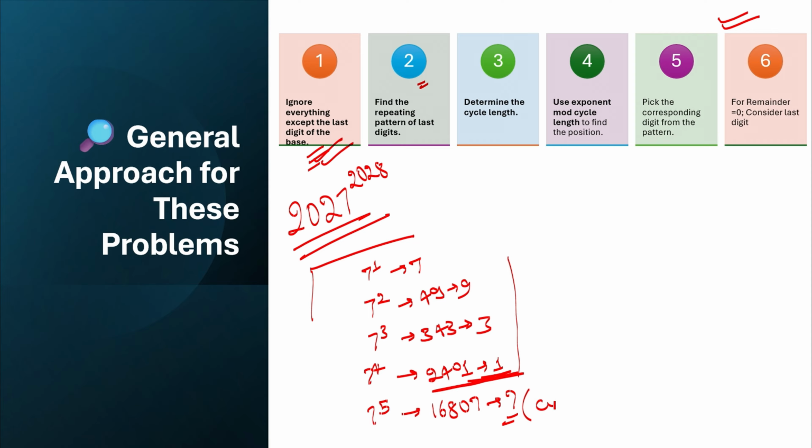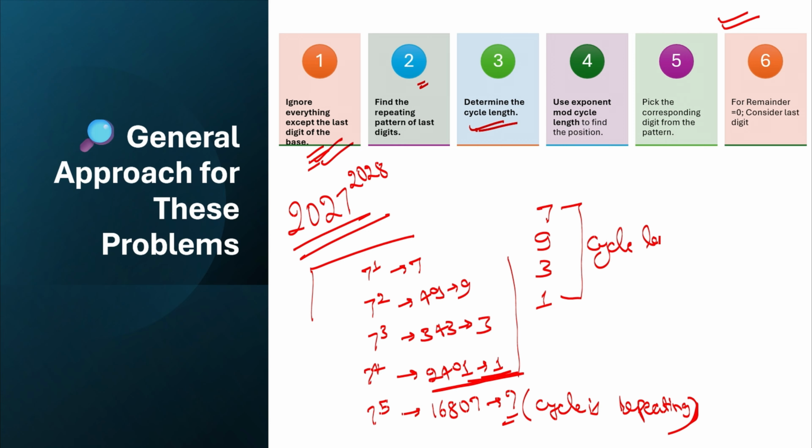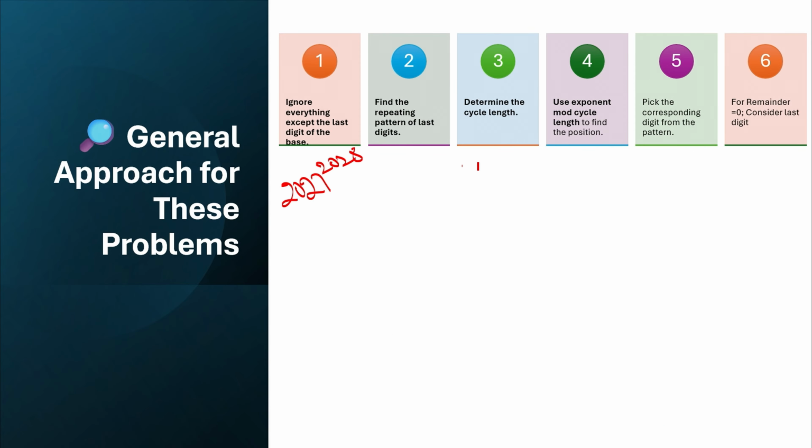So our cycle is repeating. Now we need to get the cycle length. So 7, 9, 3 and 1 is the cycle, with a length of 4 digits. Now it says use exponent mod cycle. So our cycle was 7, 9, 3, 1 and 7. From here it started repeating. So it's saying use exponent mod cycle length.